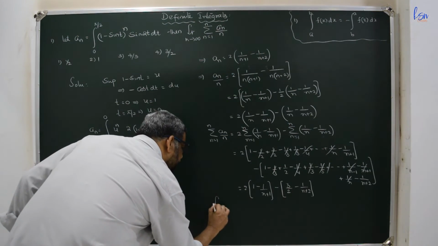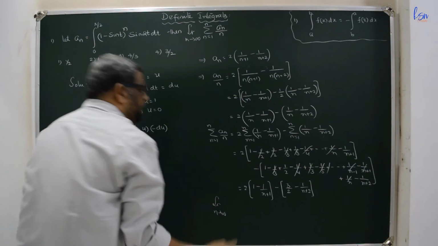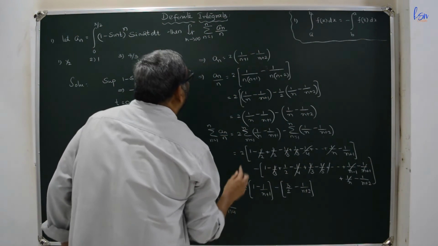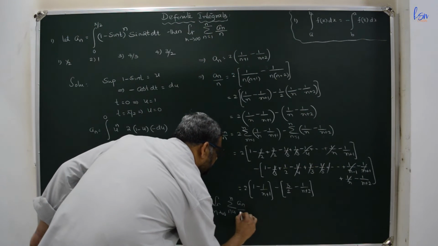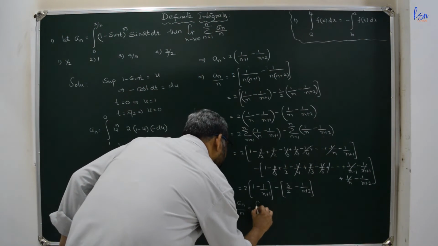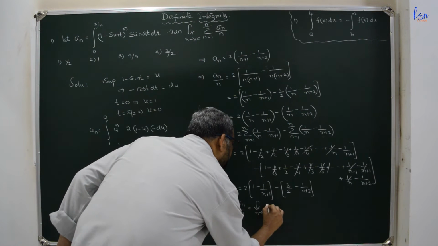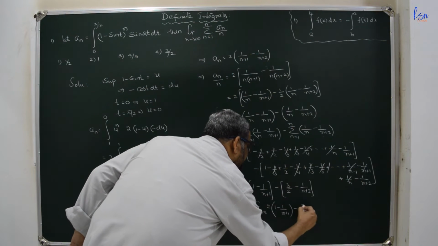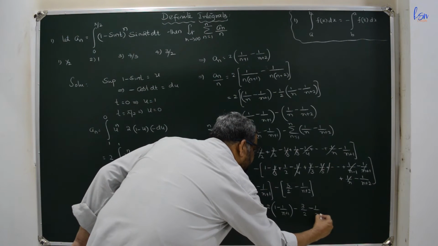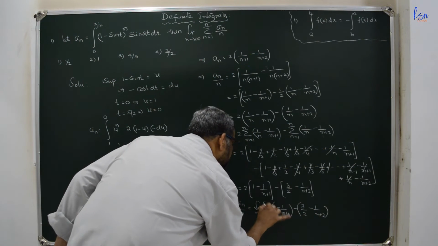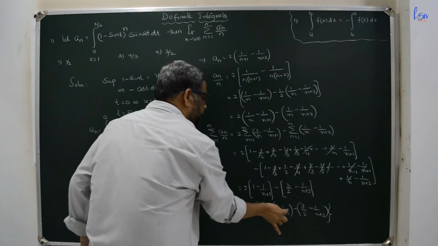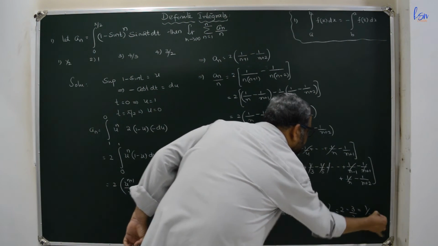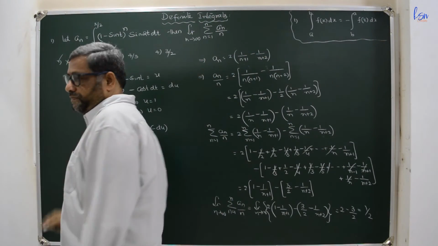Now limit n tends to infinity, sigma n equal to 1 to n, a n by n is equal to limit n tends to infinity, 2 into 1 minus 1 by n plus 1 minus 3 by 2 minus 1 by n plus 2. So as n tends to infinity, it will become 0. So this is 2 minus 3 by 2. The resultant is 1 by 2. The first option is correct.